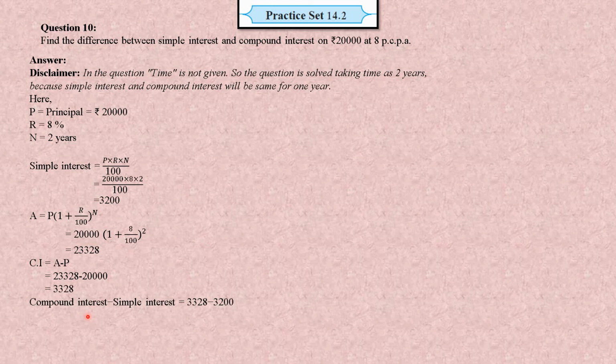3,328. Now, compound interest minus simple interest, that is the difference between compound interest and simple interest, has to be calculated. Compound interest is 3,328 minus 3,200, that is the simple interest. And we get, after subtracting, 3,328 minus 3,200 as rupees 128. Hence, the difference between the simple interest and compound interest is rupees 128.